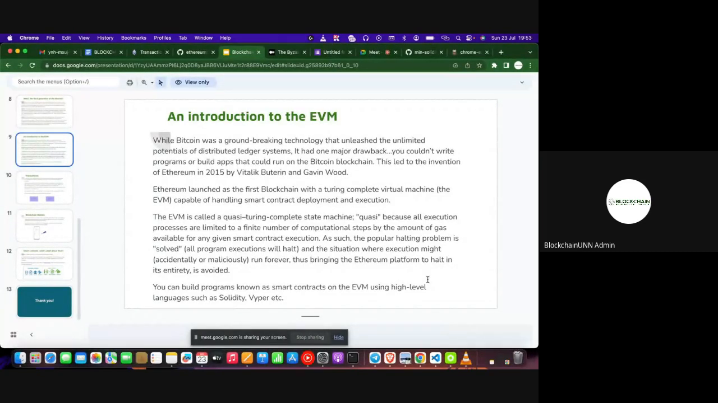Think of the EVM as a state machine. Think of it like a virtual machine, like the Java virtual machine and the rest. It enables you to carry out computations on the blockchain, and it's called quasi because Ethereum found a way to solve a problem in computer science known as the halting problem.